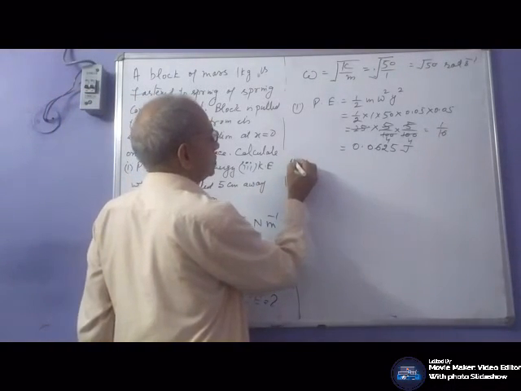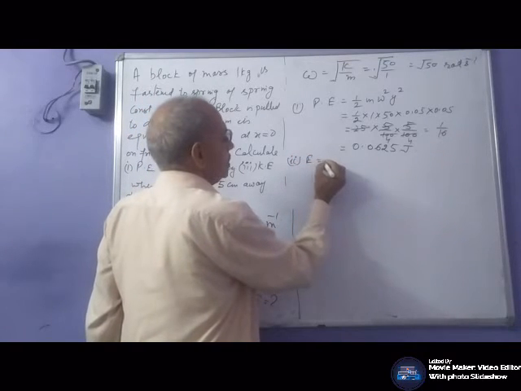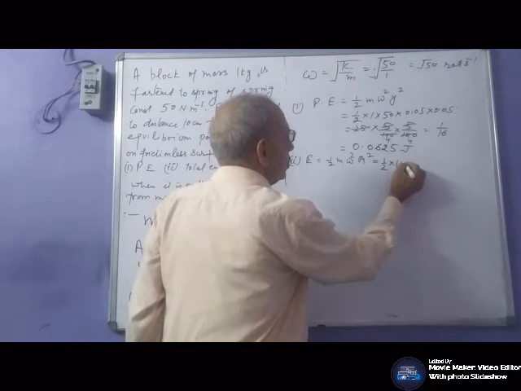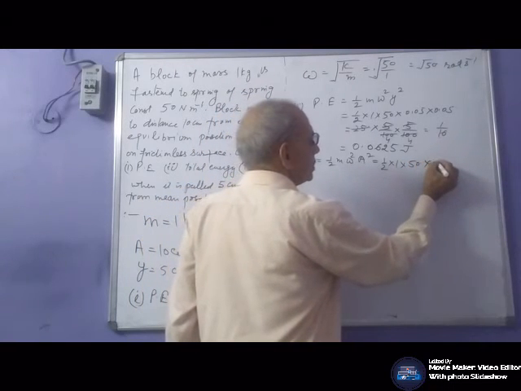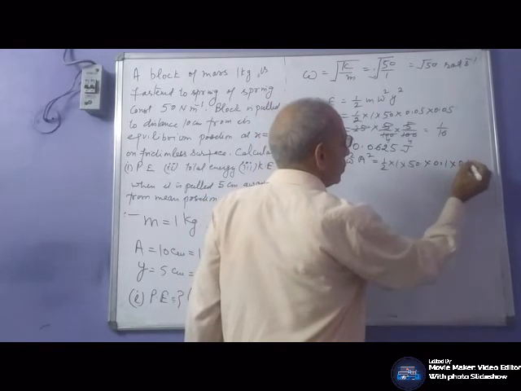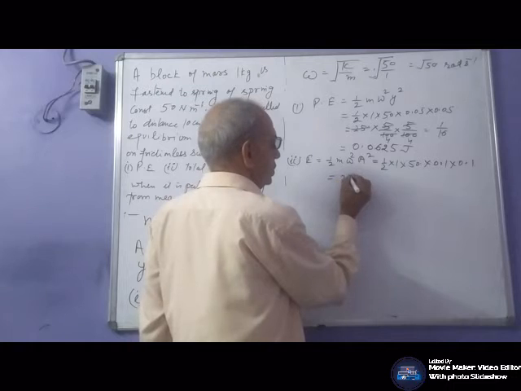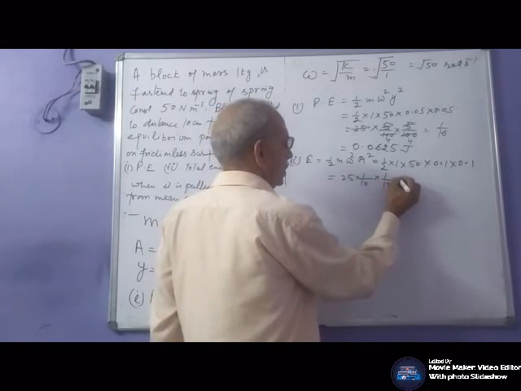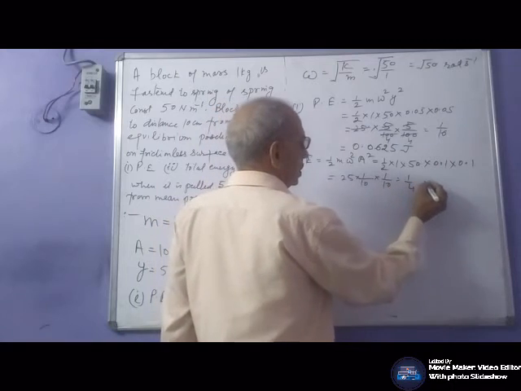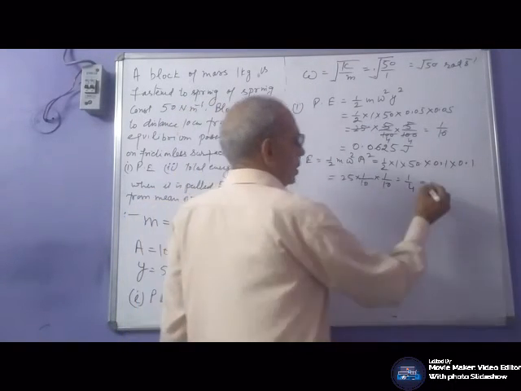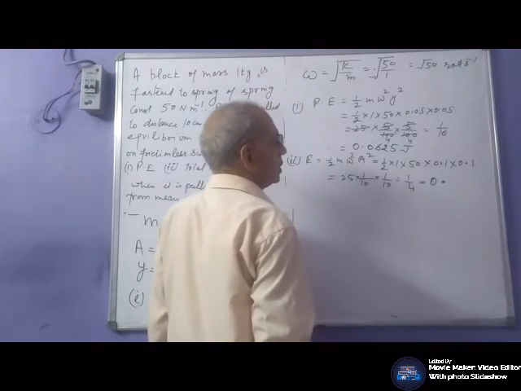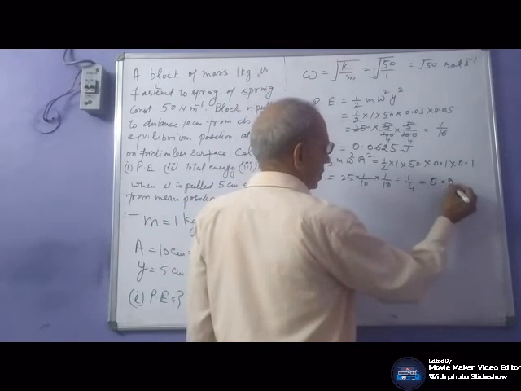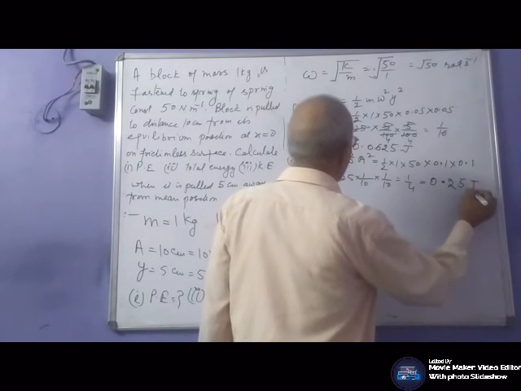Total energy. Total energy is half m omega square A square. It is half, m is 1, omega square is 50, A square is 10 by 100 times 10 by 100. It is 1 by 4, that is 0.25 joules.